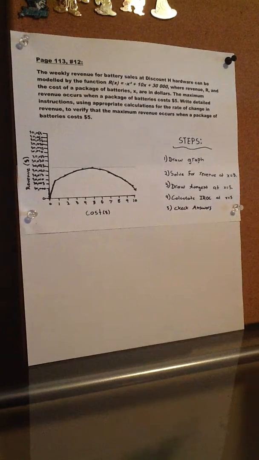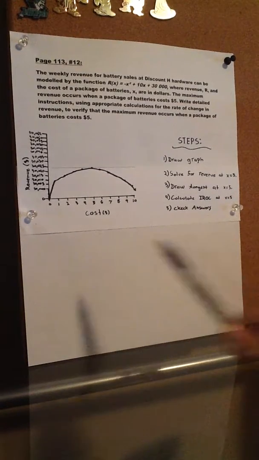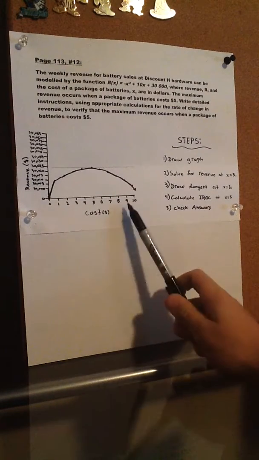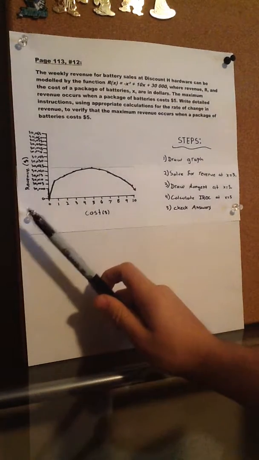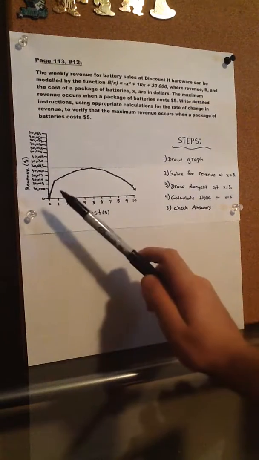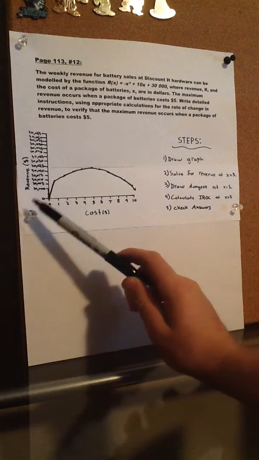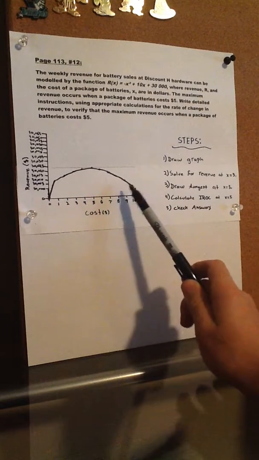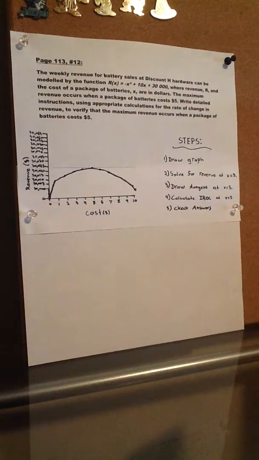So first off, we can model this function by drawing a graph, which I've already done. As you can see, cost in dollars is on the x-axis, while revenue in dollars is on the y-axis. What the graph illustrates is as the cost increases, so does the revenue until a certain point. Then as the cost continues to increase, revenue begins to decrease.